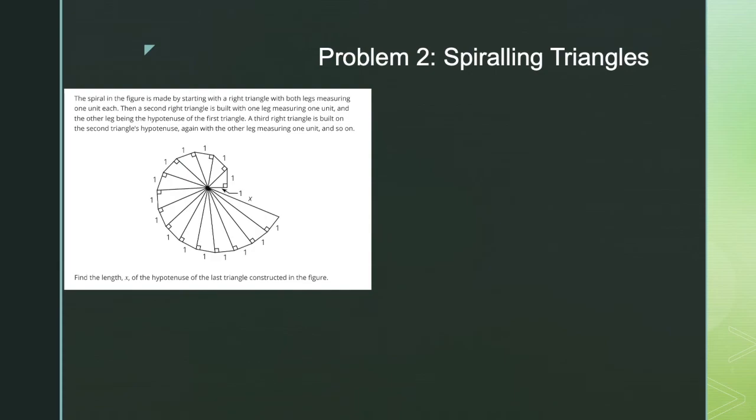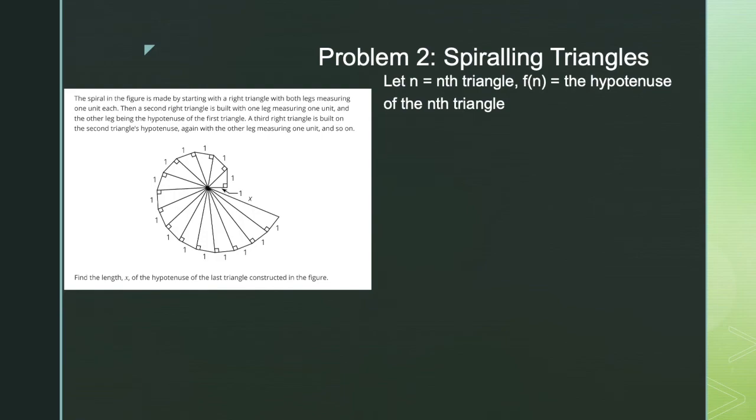Let's set up a function here, fn, function n, with n representing the nth triangle in this spiral, counting counterclockwise from the first one, and fn will act as the hypotenuse of that nth triangle.